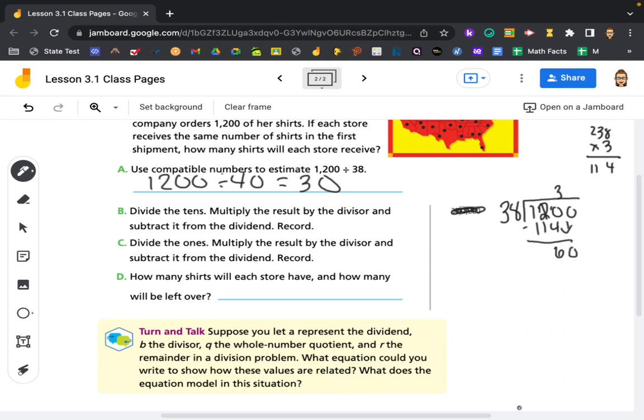Bring down the 0, so we're going into our 1s. 38 goes into 60, or 1 time. We subtract. We get 22, so remainder 22. So how many shirts will each store have, and how many will be left over? Well, each one will have 31 shirts, 22 left over.